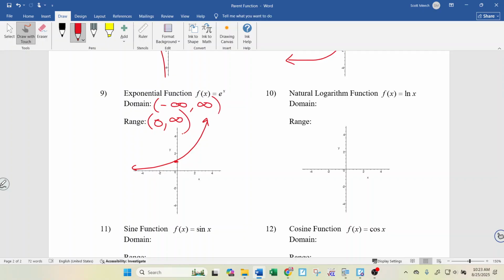Natural log, kind of the inverse of e to the x, looks like this. And these flip. Its domain is there.